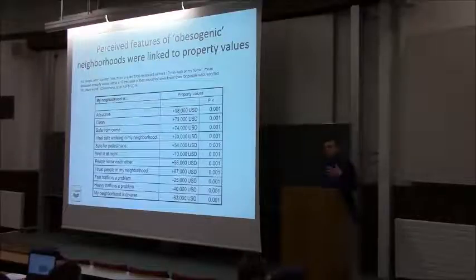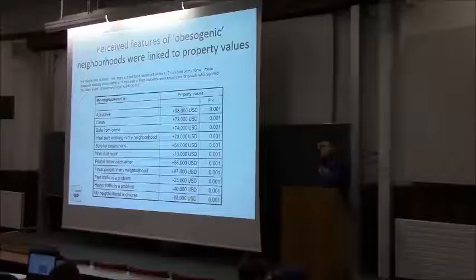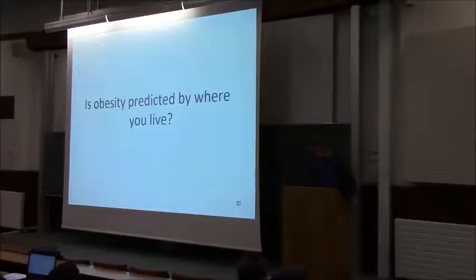So this was interesting to us because we're really looking at how we can capture those multi-dimensional perceptions of the neighborhood in a single variable, and it happened that property values work beautifully, even for people knowing each other and trusting each other, so-called social capital. It was linked to real capital. So the question that of course arises is, is obesity predicted by where you live?